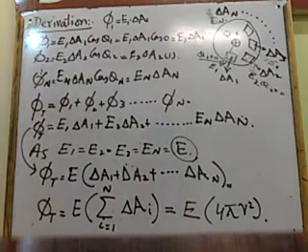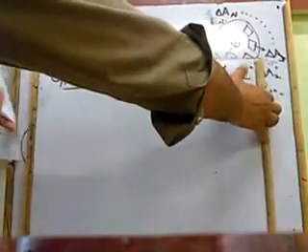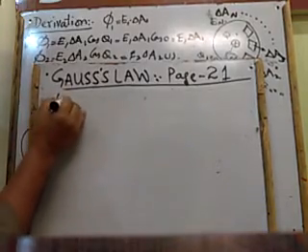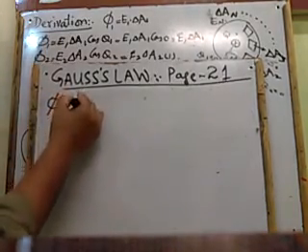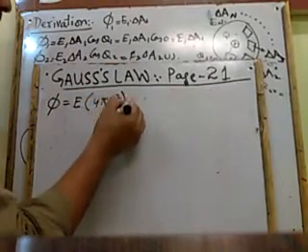So finally we have that the total flux is again given by phi is equal to E into 4 pi r square.